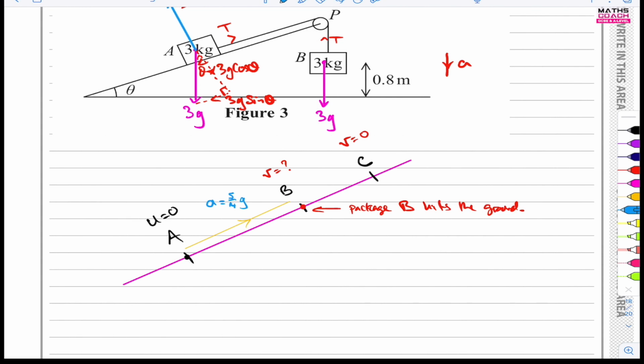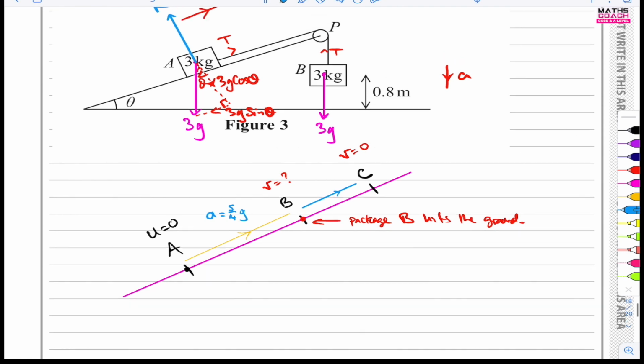So when we look at the motion now from B to C, there's no more tension anymore. So the only thing acting on the object now to slow it down would be our 3g sine theta component of the force. So we're going to have to recalculate what the acceleration is for this phase. Even though tension is 0, that doesn't mean acceleration would be 0, because there is still a force acting on package A as it moves from B to C.